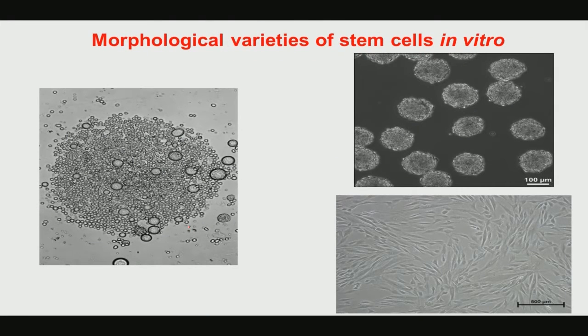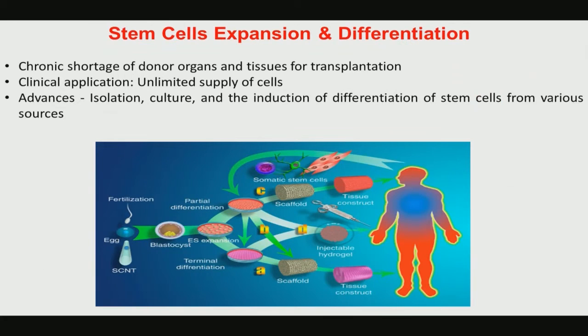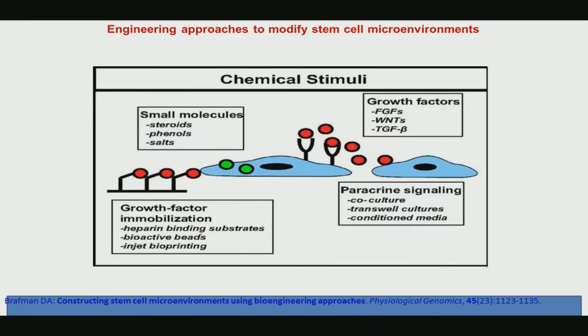So, these are different morphological varieties of stem cells in in vitro conditions. This is how stem cells appear in in vitro conditions. Now, coming to the engineering approaches to modify stem cell microenvironments.